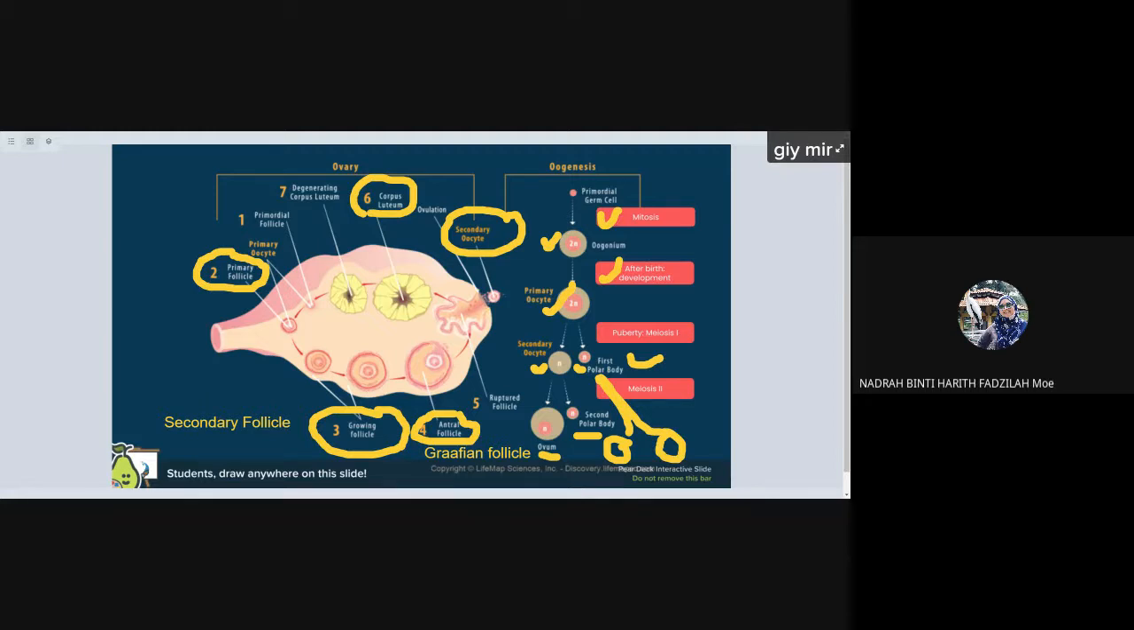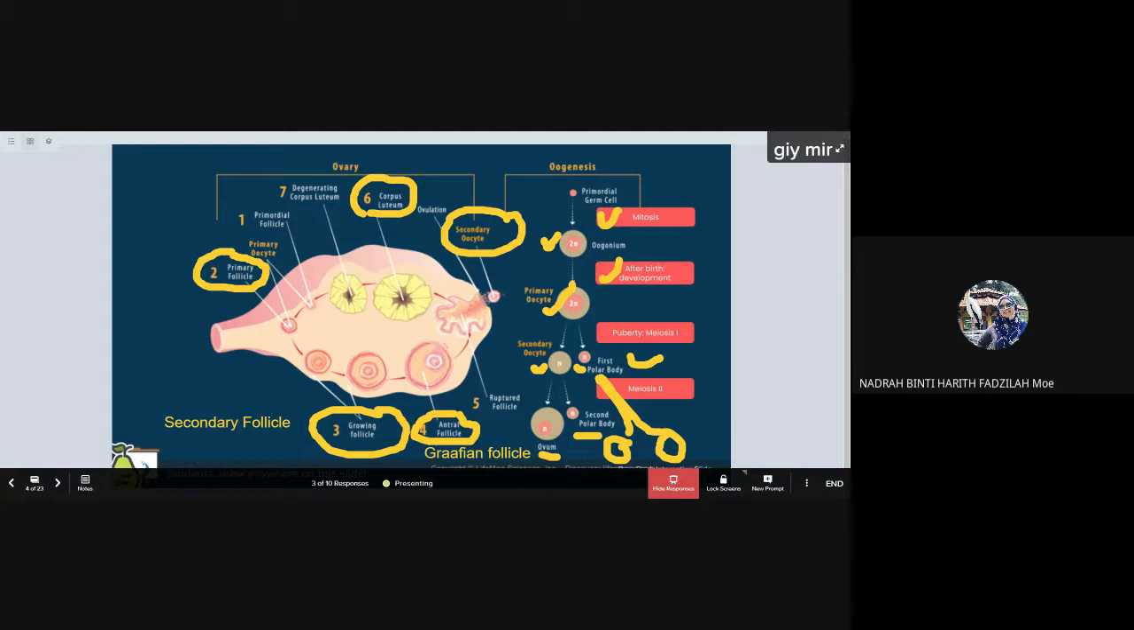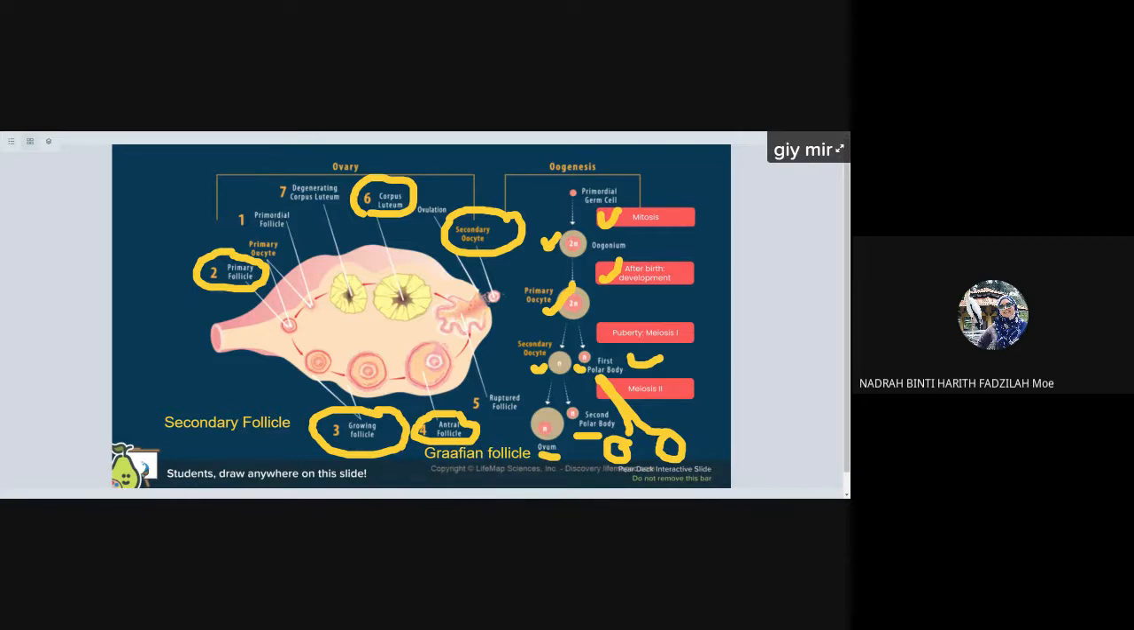Kenapa kita kena discuss dua-dua? Sebab primary oocyte ni located inside the primary follicle. So whatever happens to the primary follicle also greatly influences the development of oocyte. Okay, dan satu lagi ialah kita juga tahu bahawa follicle ni is the structure that is crucial for the secretion of estrogen and also progesterone. Jadi kita akan revisit peranan follicle ni dalam menstrual cycle.